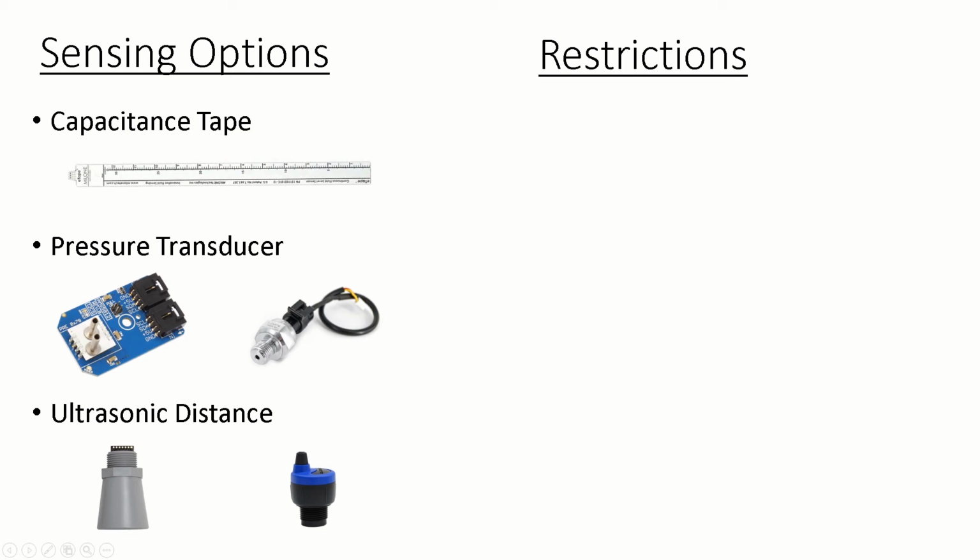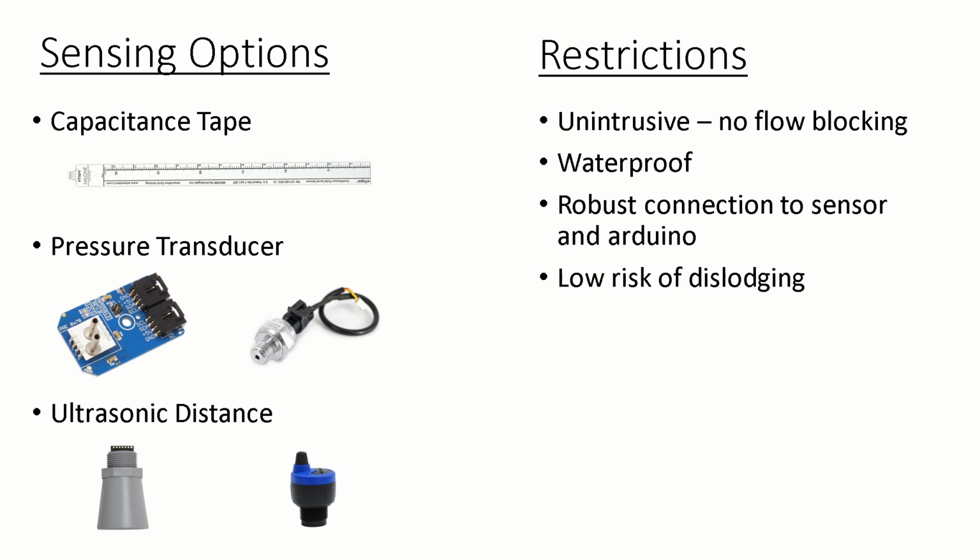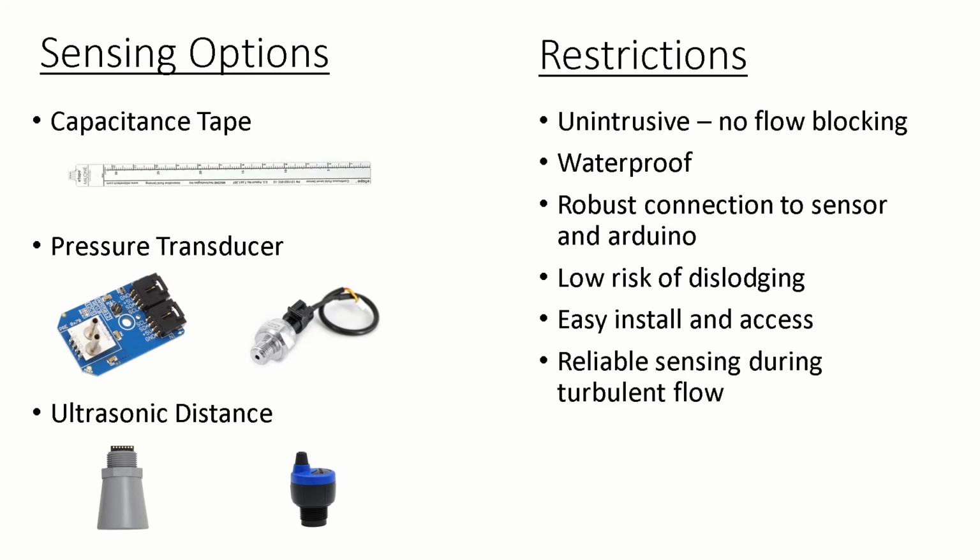In determining the most feasible sensor design, the following design limitations were considered. University facilities instructed us that any sensor must not be intrusive or block flow in any way. The entire unit must be waterproof, including the connection to the data logger. The sensor must have a low risk of being dislodged by high flows. The design should be relatively simple to install and access, and the sensor should be able to reliably sense water depth during turbulent flow conditions.